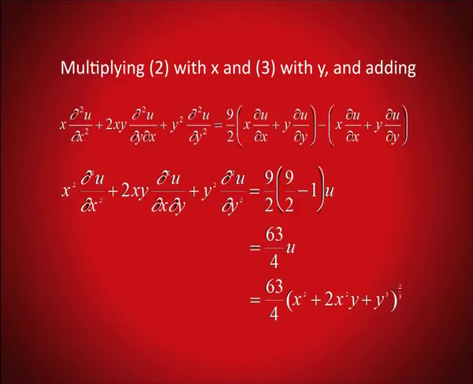Using the result 1 here, that is x ∂u/∂x + y ∂u/∂y equals 9/2 u, we find x² ∂²u/∂x² + 2xy ∂²u/∂x∂y + y² ∂²u/∂y² is equal to 9/2 multiplied by (9/2 minus 1) multiplied by u, that is equal to 63/4 u, that is 63/4 multiplied by (x² + 2x²y + y³) whole raised to the power 2/3. Hence proved.